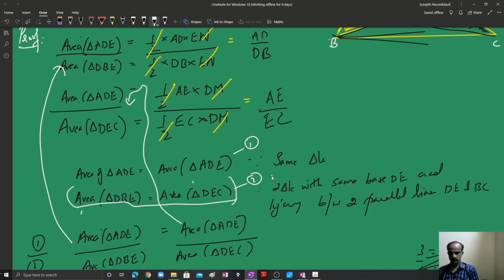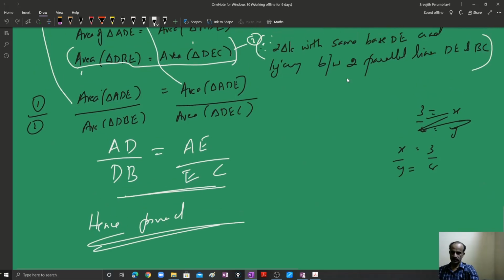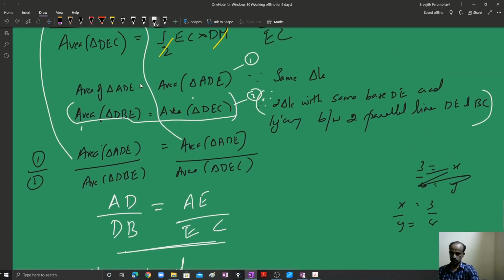Why are they equal? What is the reason? Since they are two triangles with the same base DE and lying between two parallel lines DE and BC, therefore their areas are equal. If these two are equal and the other two are equal, then when we divide 1 by 2, we get this result.